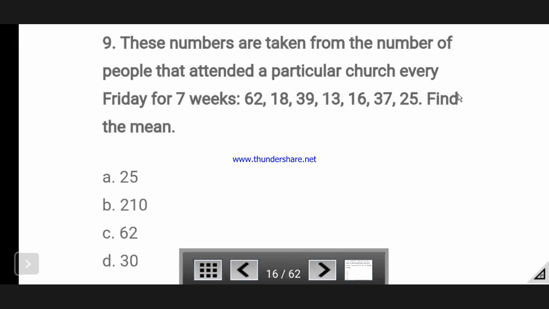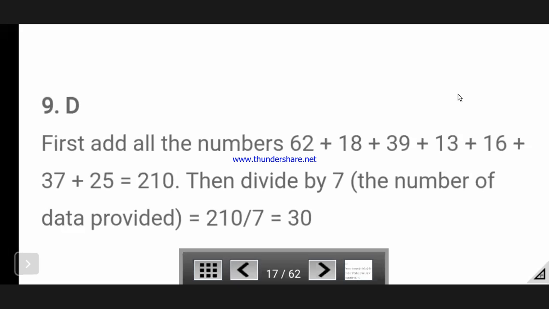30, ma'am. Answer is right. We are just adding. Why are we selecting 7 as the denominator? Can you explain? Why are we taking 7 as the denominator?